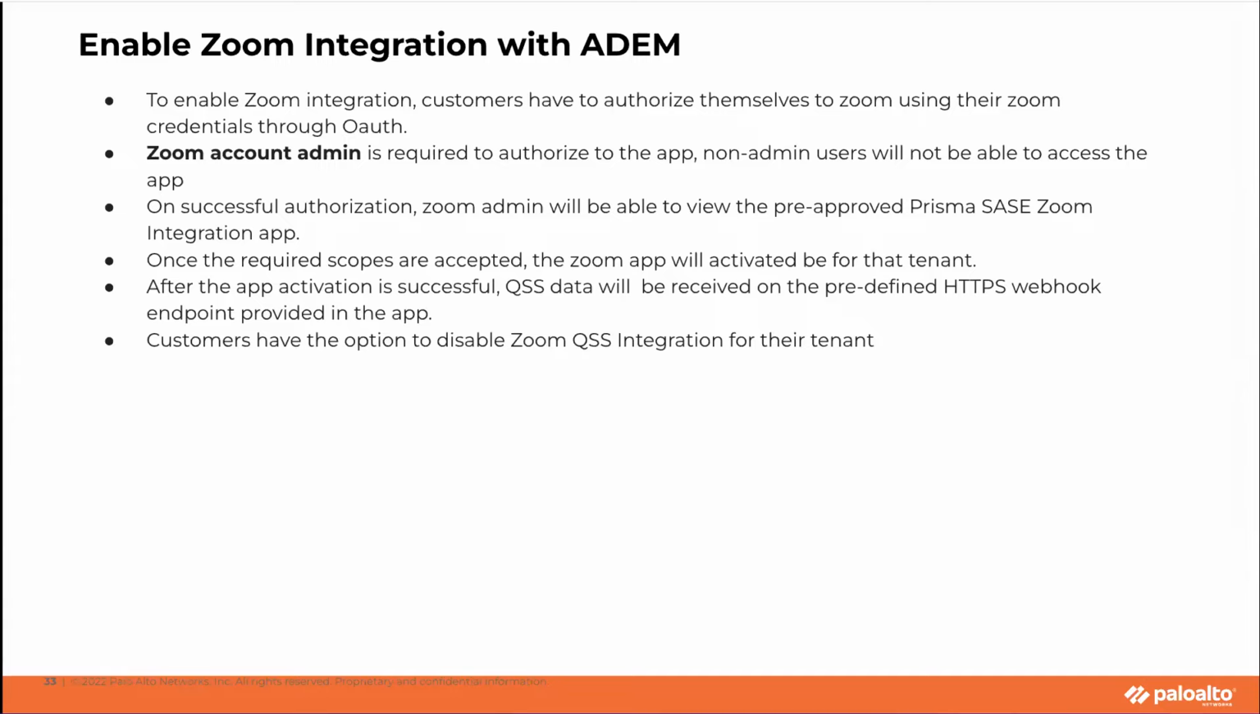On successful authorization, the Zoom admin will be able to pre-approve the Zoom SASE app in the Zoom integration. After the app is successfully activated, QSS data will be received on the predefined HTTPS webhook endpoint provided by the app. And customers will have the option to disable Zoom QSS integration for their tenant in the ADEM dashboard.